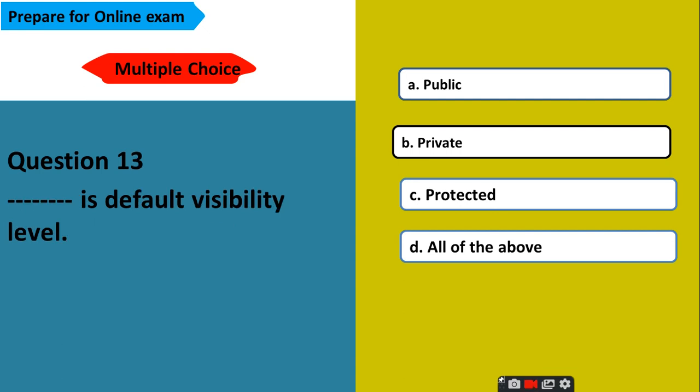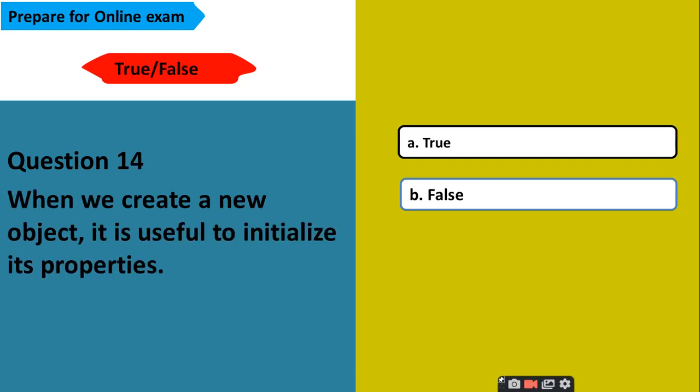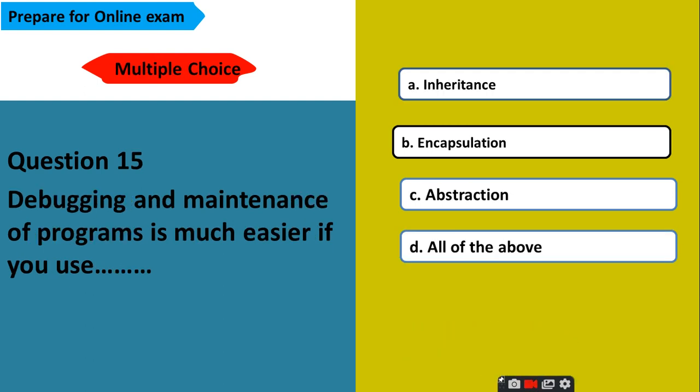Dash is the default visibility level. Public, private, protected, all of the above. And the correct answer is A, public. Public is the default visibility level. When we create a new object, it is useful to initialize its properties. Options are A, true, B, false. And the correct answer is A, true.